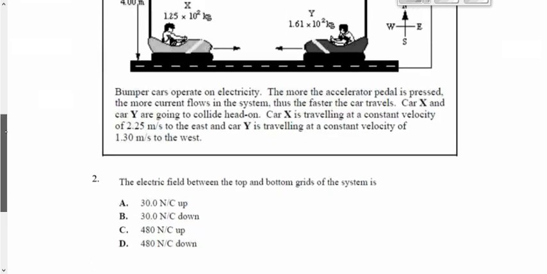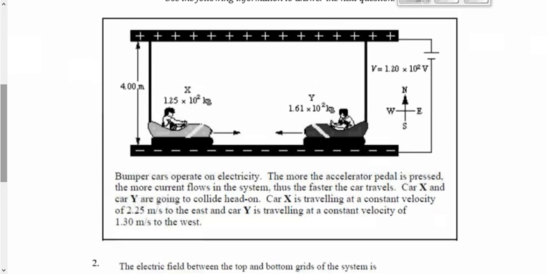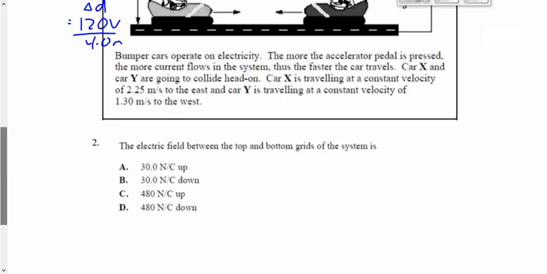We want to find the electric field between the top plate and the bottom plate here. This is clearly a uniform electric field, so all we're going to do for that is to say delta V over delta D, the potential difference divided by the distance. That's going to be 120 volts divided by 4.0 meters. That's going to give us 30 volts per meter, or they give it in newtons per coulomb, right? Volts per meter, newtons per coulomb, doesn't matter.